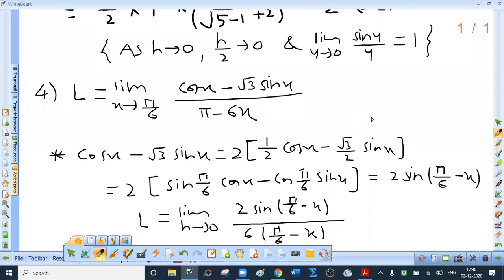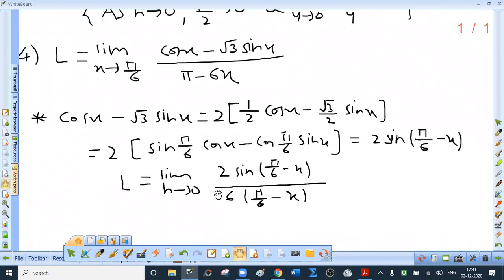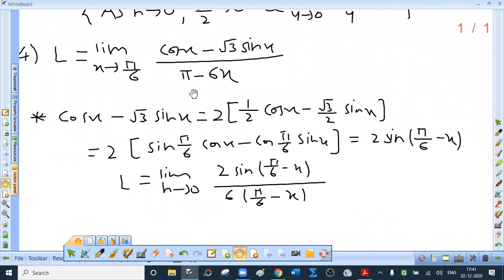In the fourth sum, there are two methods. First, I'll tell you the shortcut method. See what is the numerator? Cos x minus root 3 sin x, and the tending value is pi by 6. Now I write this as 2 into in bracket half cos x minus root 3 by 2 sin x. This 1 by 2 is replaced by sin pi by 6, and root 3 by 2 is replaced by cos pi by 6. Sin alpha cos beta minus cos alpha sin beta is sin of alpha minus beta. So the function becomes 2 sin of (pi by 6 minus x). From the denominator, take 6 common to get pi by 6 minus x.